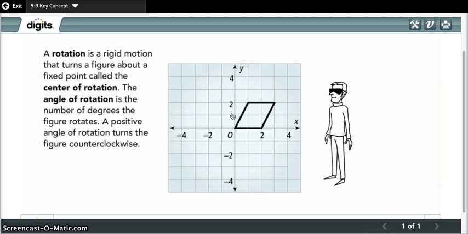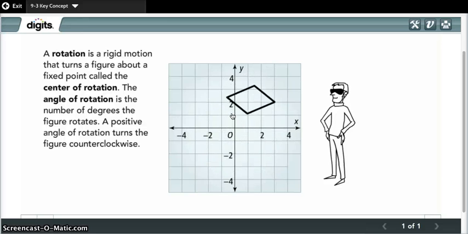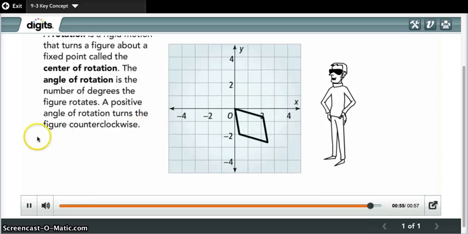Here comes your song. Here's a crazy dance called the rotation groove. All you need to learn is that the figure must turn about a fixed point. That's a rigid motion, see? As simple as can be. Come on and move. Do the rotation groove.